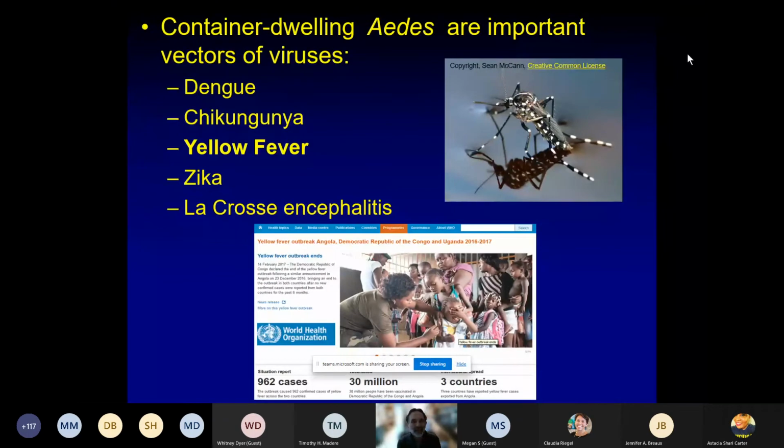I don't have to remind this audience about the importance of container-dwelling Aedes species as vectors of viruses that affect humans. This is a short list of some of the major viruses that are transmitted by container-dwelling Aedes. And they're all of them health problems of greater or lesser extent. Yellow fever is highlighted for one reason. It's evident in this picture down here, which is from a couple years ago when there was a yellow fever outbreak in Central Africa. And it shows the response to that outbreak, which was a massive vaccination campaign locally. 30 million people vaccinated, like this brave little girl down here.